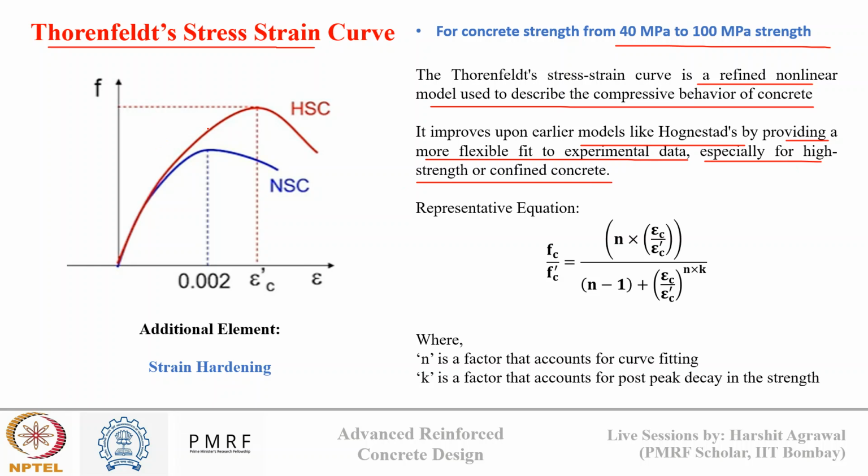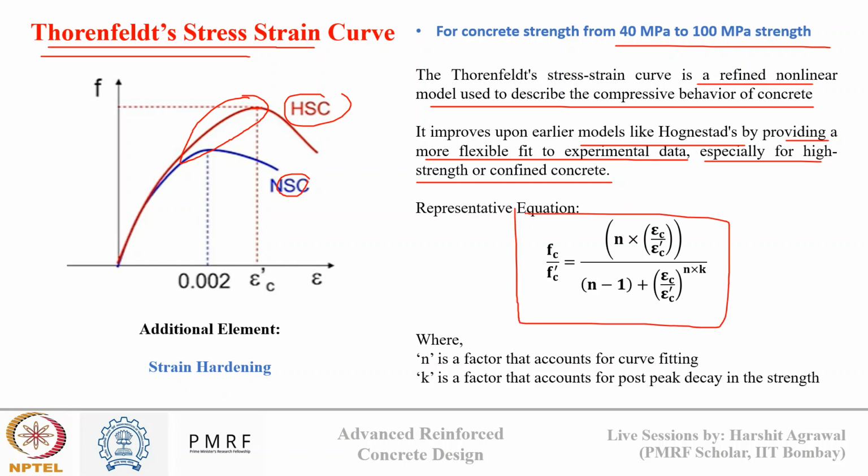Okay, now you can see in the figure what is the difference, okay, between a normal strength concrete and a high strength concrete. So there is an additional strain hardening phase that you can see that comes in high strength concrete before ultimate strength, that is not there in normal strength concrete. And this additional phase is captured well by Thorenfeldt's stress strain relationship. Okay, so this relationship is represented by this equation.